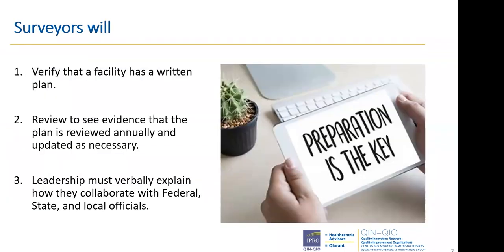So make sure the communication plan is a written part of your emergency plan. Make sure all annual reviews are documented to show updates. And be prepared to verbally explain how the facility collaborates with federal, state, and local officials.